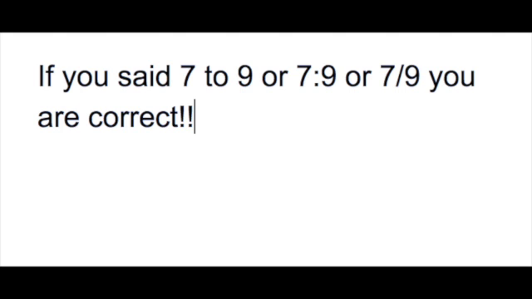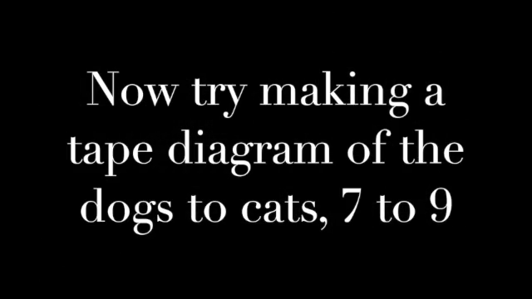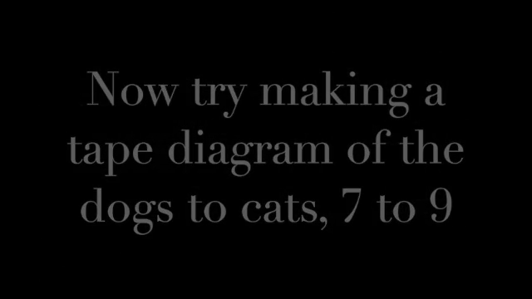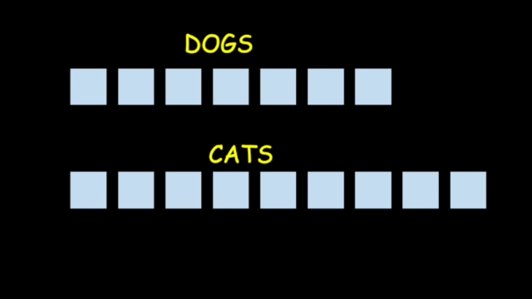Good job. Now let's see if you can make a tape diagram of the same one, 7 to 9. See if you can get this one. You should have got something like this, with 7 dog boxes and 9 cat boxes. Did you get it? If you did, great job.